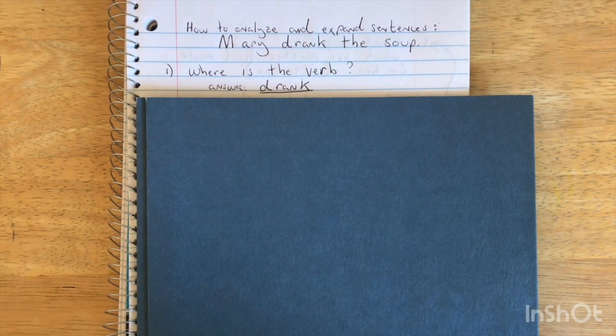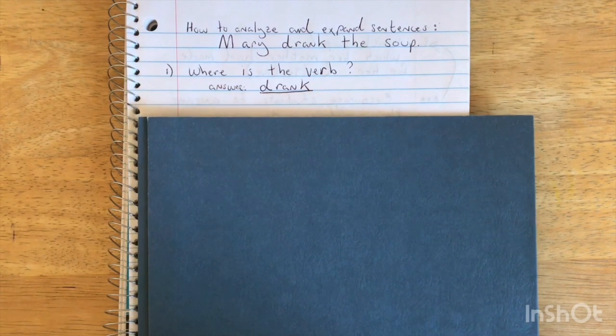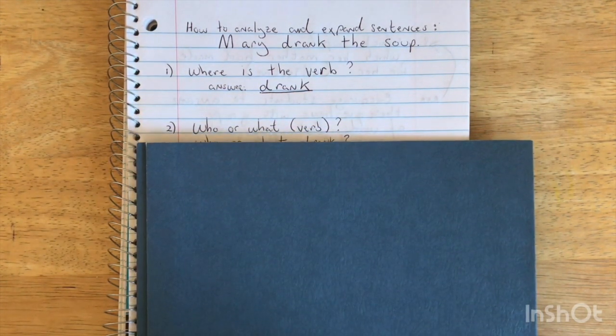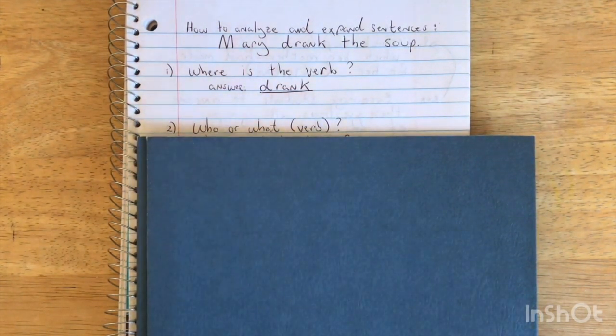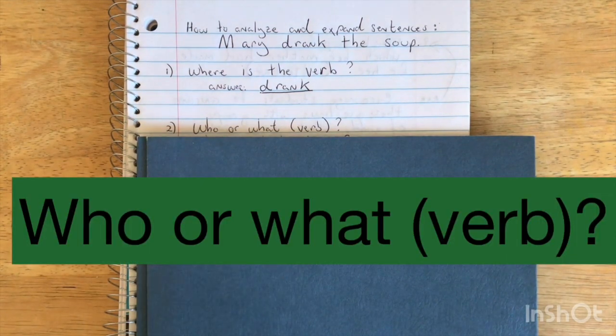That answer is drank. The second question now, go to your green block, and you're going to ask the question that will produce the subject. What is our subject question? The question that always leads us to the subject. The answer is going to be who or what verb? That's my subject question. If I ever want to know the subject, I always ask who or what. I put who or what before the verb, and I create the question, who or what verb?